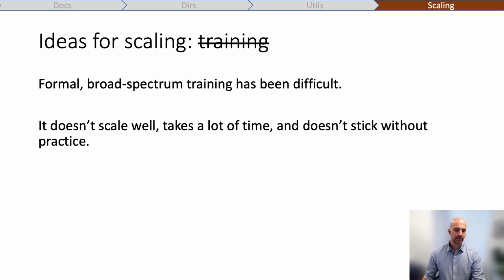When I first started, one of the ideas I had was to provide formal broad spectrum training. That is, teach everyone R and Python, and that would help expand bioinformatics capacity. Turns out that doesn't scale very well. It takes a lot of time. And of course, the people learning this, if they don't practice, it doesn't stick. And it ends up being a waste of time for everyone.